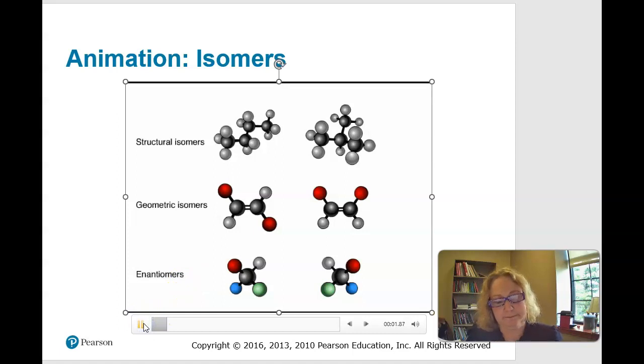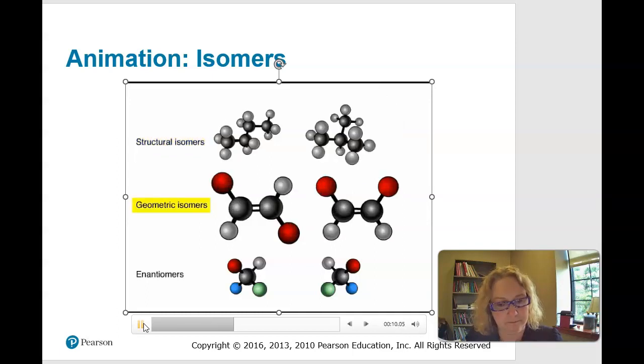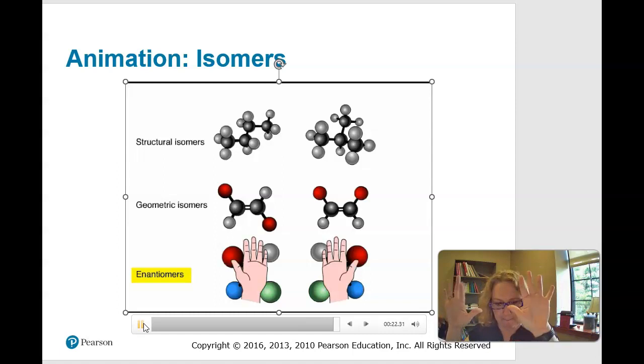Three types of isomers are structural isomers, which differ in the covalent partnerships between their atoms; geometric isomers, which vary in arrangement of atoms around a double bond; and enantiomers, or stereoisomers, which are molecules that are mirror images of each other, like left and right hands.